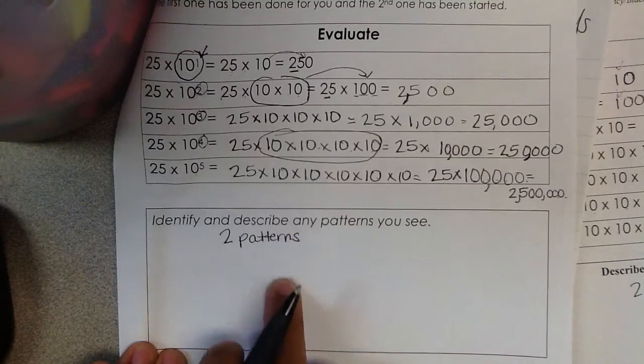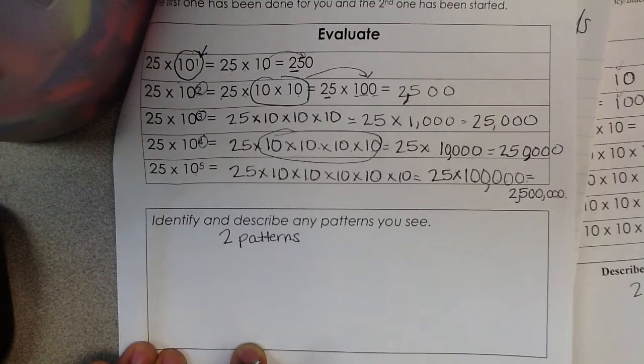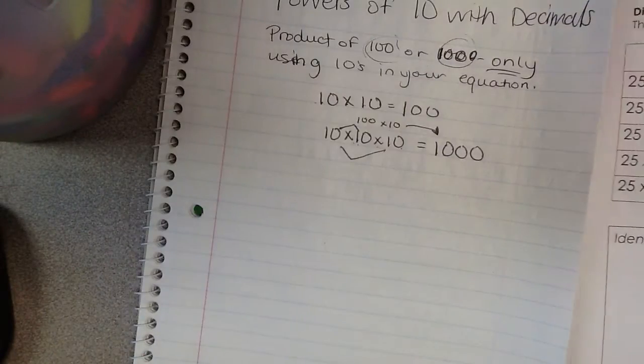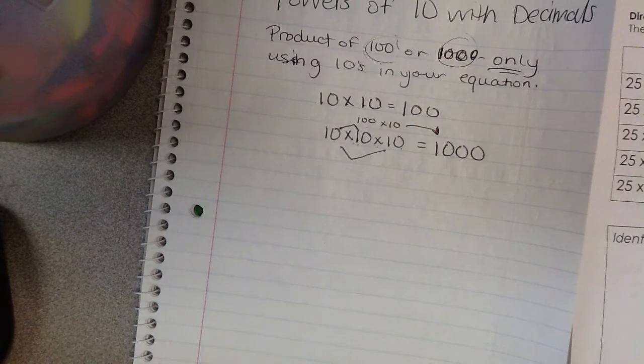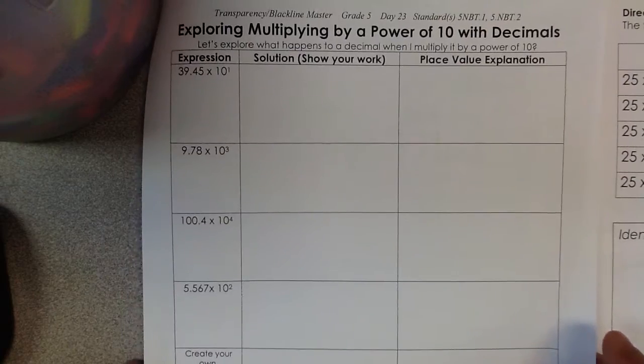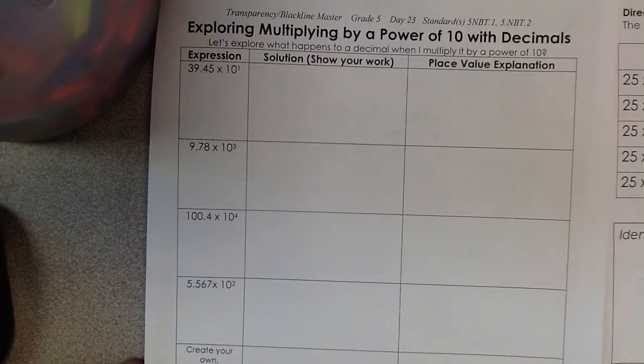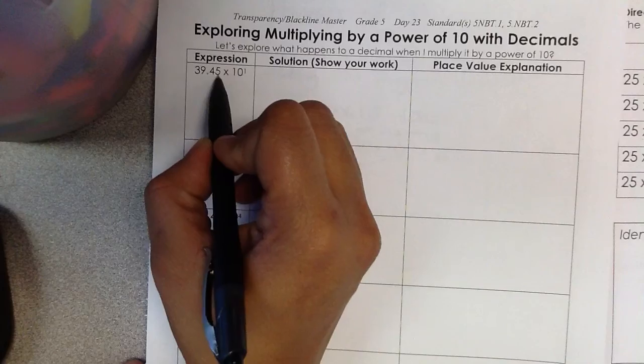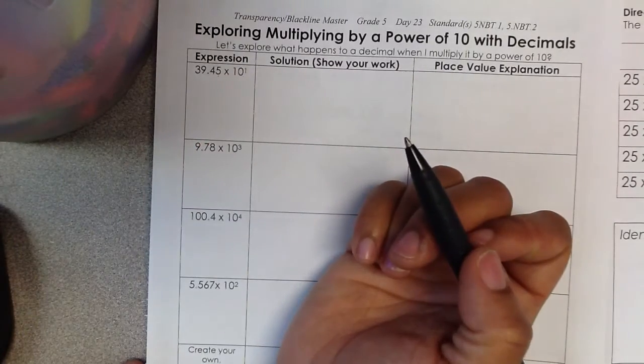And then come up with your 2 patterns and write them here, at least 2 patterns. All right? Now, we're going to move on to our last page here. And this is actually multiplying decimals by powers of 10. Okay? So this is 39 and 45 hundredths times 10 to the 1st power.